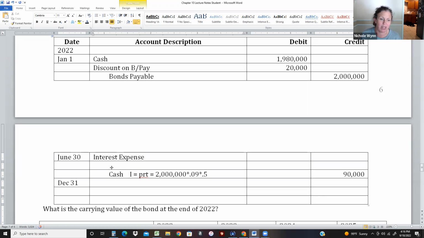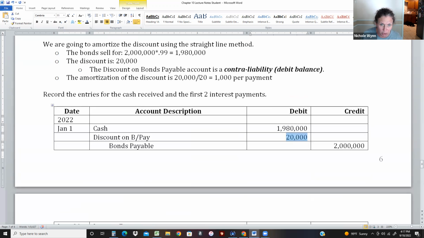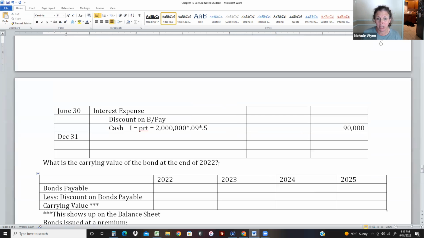Amortizing is whittling away the discount over time. Discount on bonds payable is sitting there with a debit balance of 20, and we are going to whittle it away. So we are going to get rid of some discount over time. To do that, we need to credit discount on bonds payable. And so we are going to take that $20,000 discount and write it off over 20 payments. So we said $1,000 per payment. So we're going to whittle away some discount at $1,000 each time. So our interest expense will be $91.